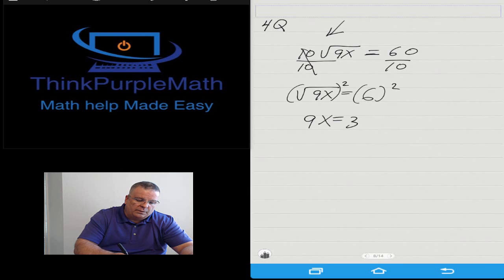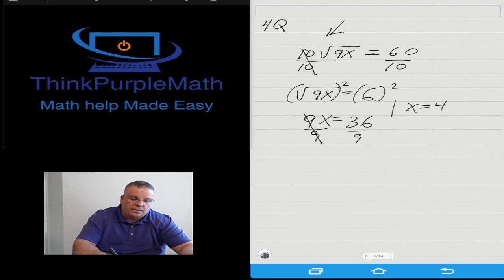9x is equal to positive 36. Divide by 9 on both sides. And x is equal to a positive 4. Final answer. Give you a moment to absorb that.